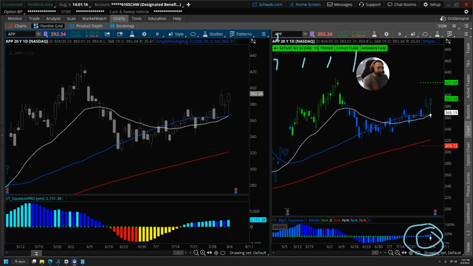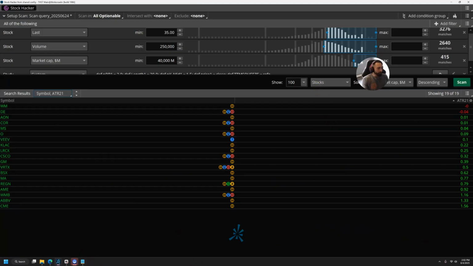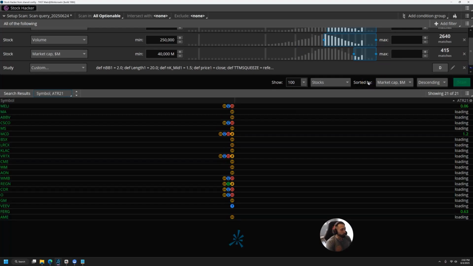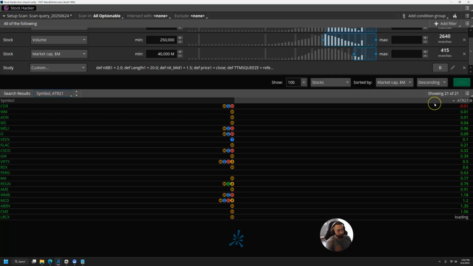One good way to look at it, if we run a basic scan here. All right, so here's a basic scan for: show me daily squeezes trading above their 21 EMA. And we've got some basic price criteria, volume, market cap. But again, show me squeezes above their daily 21 EMA, without any additional trend criteria or structure. And based on that, right now, we have 21 different names.